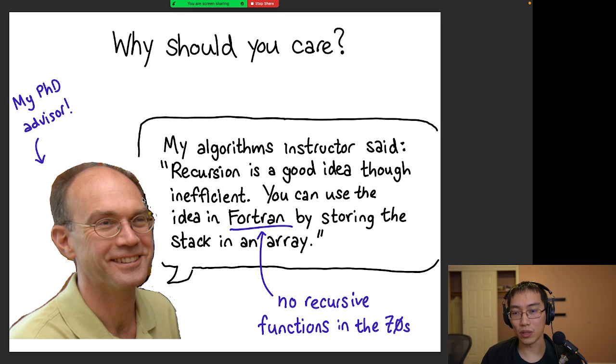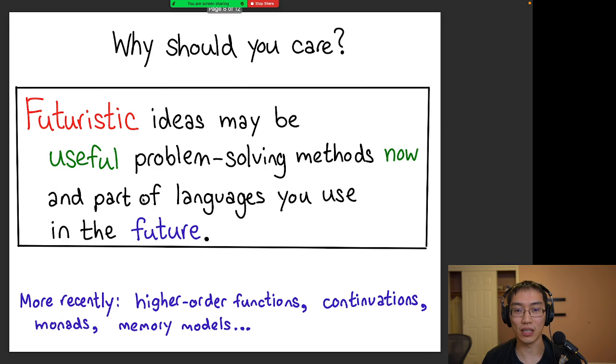Well, what happened was in the 1970s, when this algorithms instructor was giving this quote, there were actually no recursive functions in any programming languages. So this thing that seems very simple, namely calling another function while you're inside of another function, worked in a completely different way. And it took a while before programming languages were like, hey, this is a good idea, and we should actually support this natively. Instead, in Fortran, you had to simulate it by manually modeling the stack.